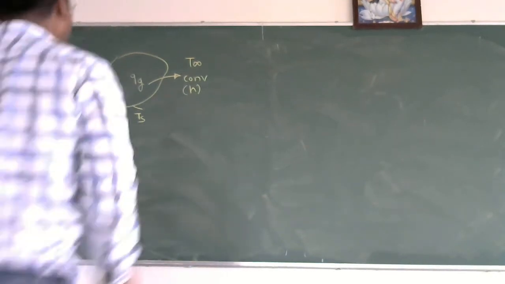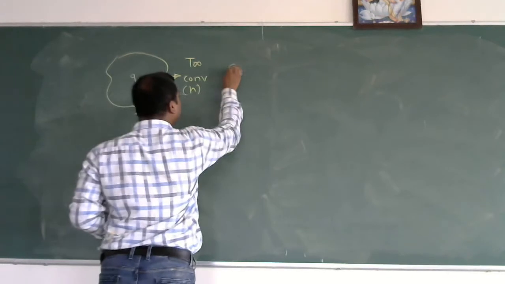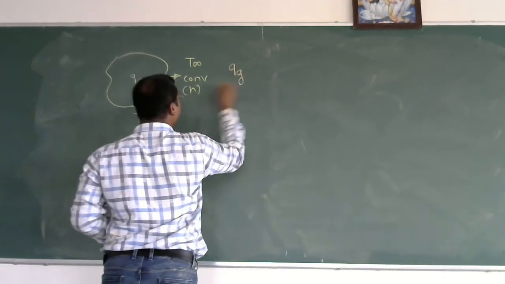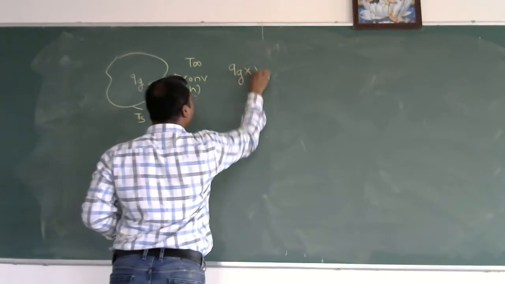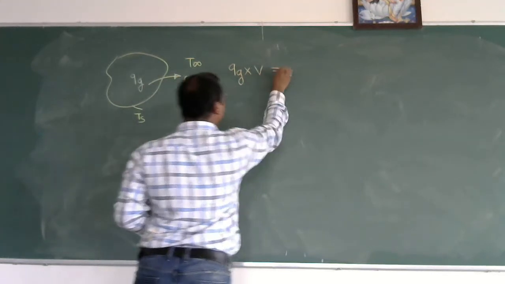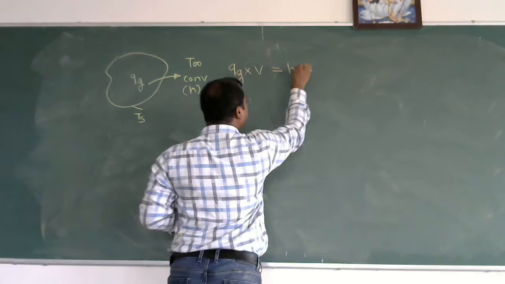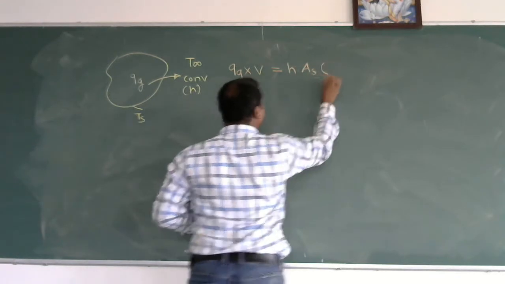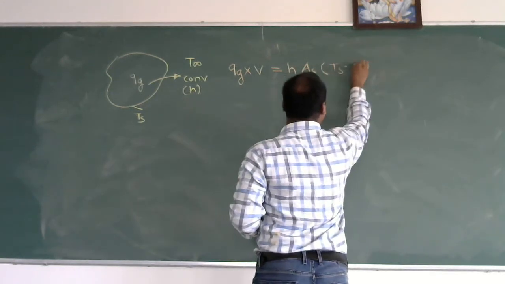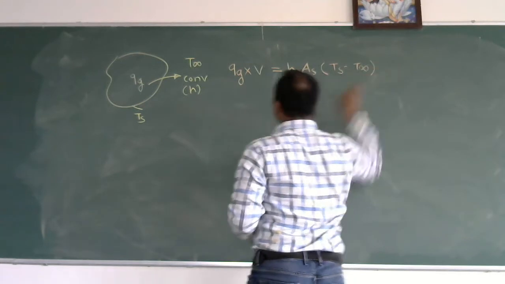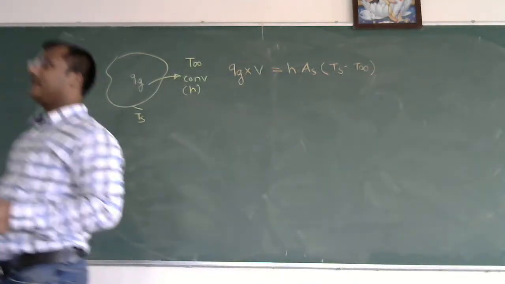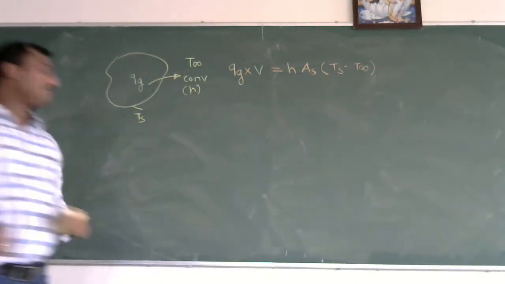The energy balance will be: the energy which is generated in the medium, that is Qg into the volume of the material, is equal to the rate of heat transfer to the surroundings by convection. That is simply hAs into delta T, that is Ts minus T infinity. So this becomes your simple energy balance.